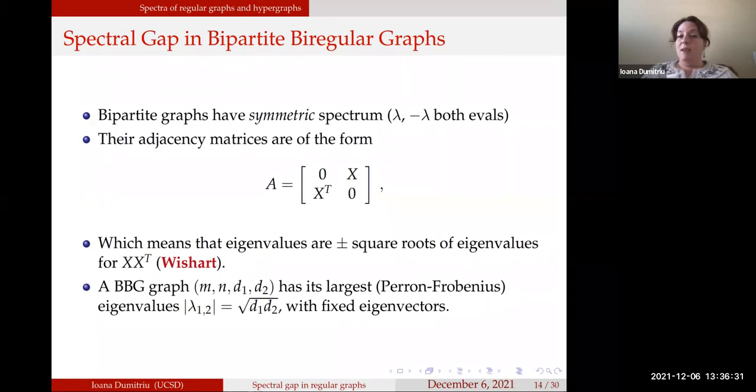Okay, so a BBG, which I'm using as shorthand for bipartite biregular graphs. And again, remember, we have two classes. We have two degrees, one per class. So such a graph has its largest, or Perron-Frobenius, eigenvalues at root d1 d2, and also at minus root d1 d2 because of this symmetric spectrum property. So we already know that there are two eigenvalues that will come out of the bulk, and we know where they're positioned. We know what their eigenvectors are. The question is, are they the only ones to separate from the bulk?